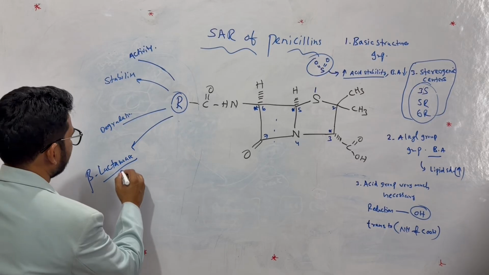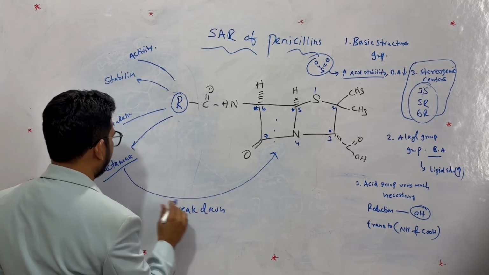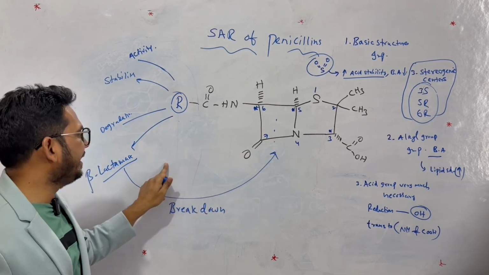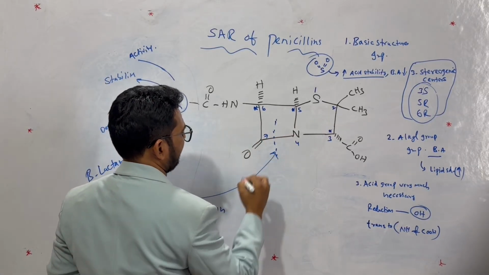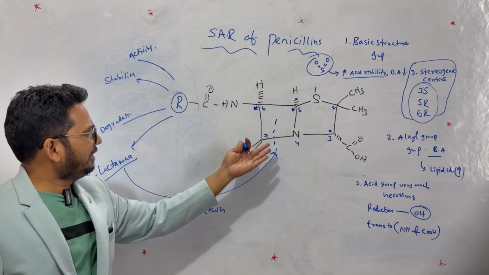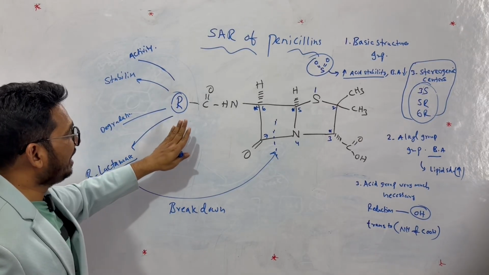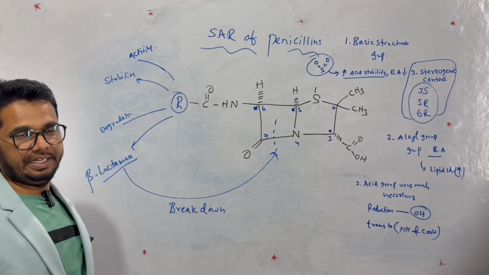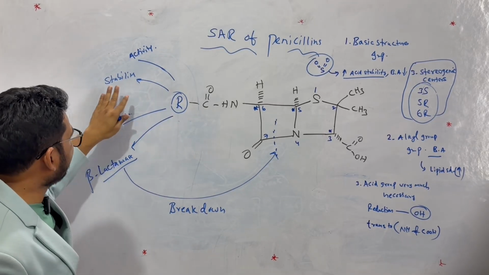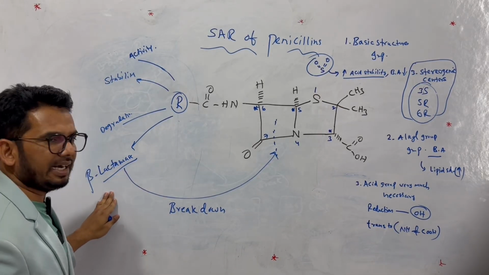Otherwise what happens? This beta lactamase enzyme is going to break down the beta lactam ring. The name itself, beta lactamase, means the lactam ring is breaking down. It will break completely. Once it breaks, will it remain in the form of penicillin? No. It is biologically inactive, no antibacterial action. That's why the R group plays a vital role in increasing or decreasing activity, increasing or decreasing stability towards acids, degradation, and action towards the beta lactamase enzyme.